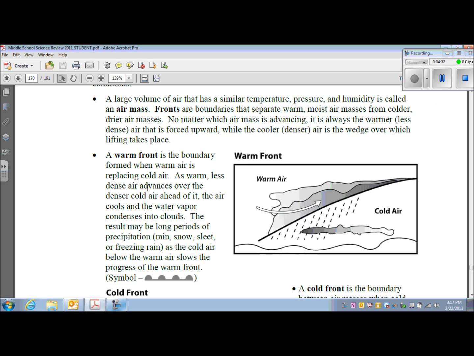The result may be long periods of precipitation such as rain, snow, sleet, or freezing rain, as the cold air below the warm air slows the progress of the warm air front. For this symbol, it's a line with circles that are attached to it.